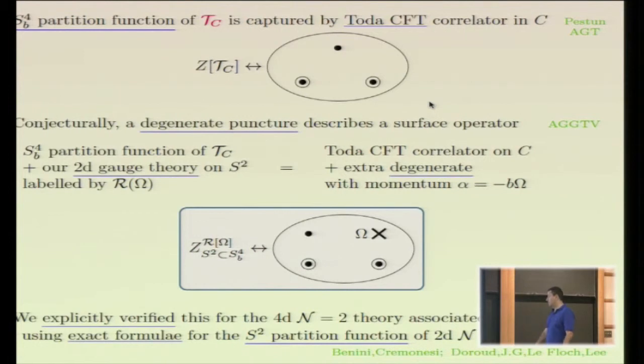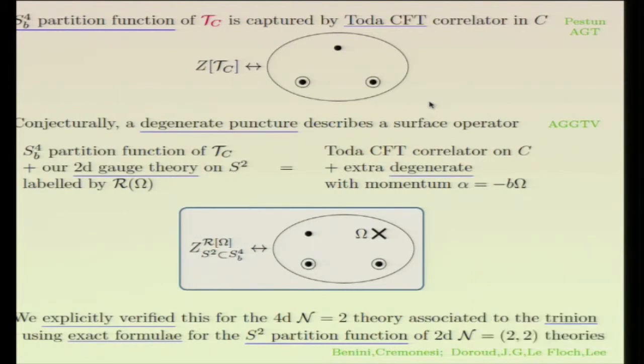That's the proposal. And what we've done, using the workhorse here, the exact result of the S^2 partition function of two-dimensional N=(2,2) theories, is explicitly verified that for an arbitrary representation and for the three-puncture sphere, the 4-dimensional theory that defines the three-puncture sphere, the partition function of the combined system for an arbitrary surface operator is given precisely by a Toda CFT correlation function with a very specific degenerate insertion.